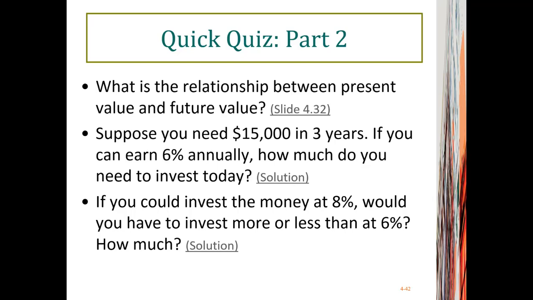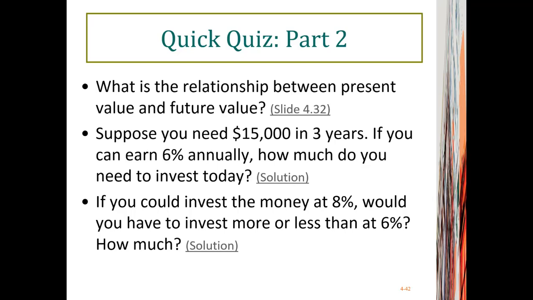Second, suppose you need $15,000 in 3 years. If you can earn 6% annually, how much do you need to invest today? This is another question for present value. What you need to do is discount $15,000, and present value equals 15,000 divided by 1 plus 6% raised to the power of 3. Or you can use the calculator by setting N equals 3, IY equals 6, PMT equals 0, and FV equals 15,000.